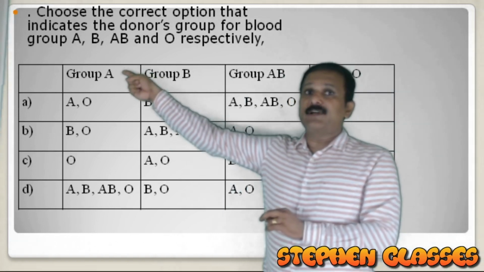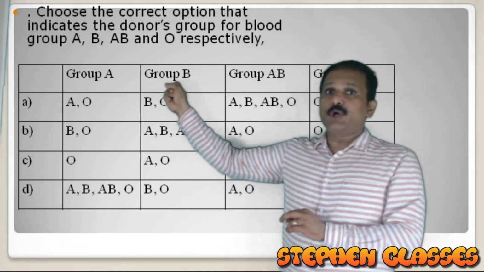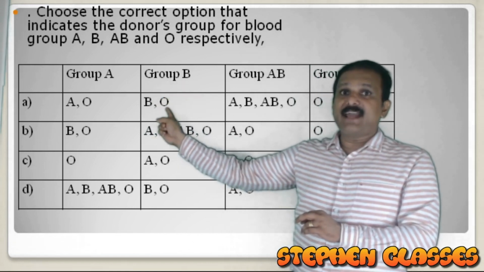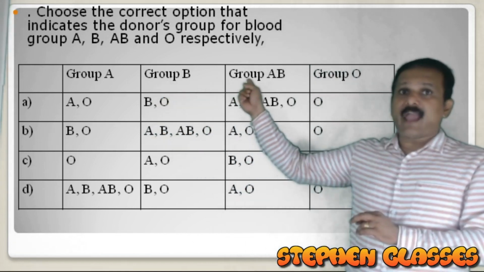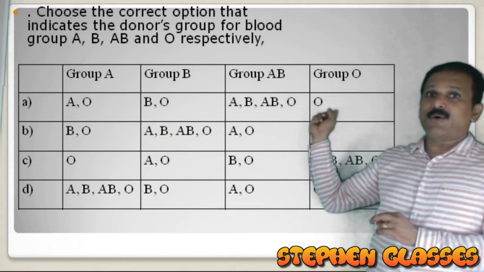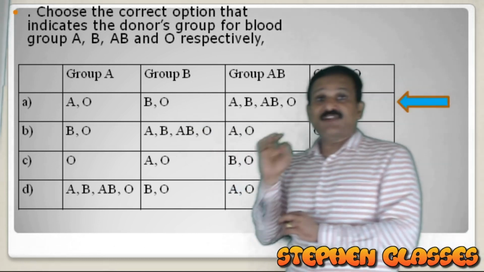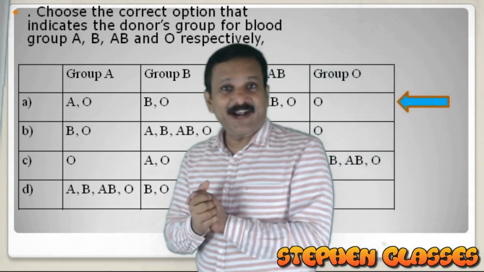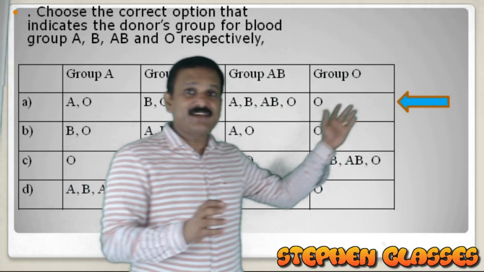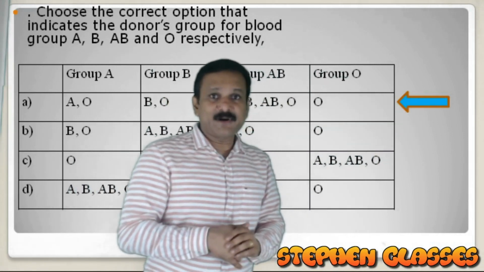For A group, the donor group will be A and O. For B group, the donor group will be B and O. And for AB group, all of them, and for O group only O. So the correct answer will be this first row, or option A itself. You got it? So we have the answer shown here marked. So our answer will be A. Shall we move to our next question?